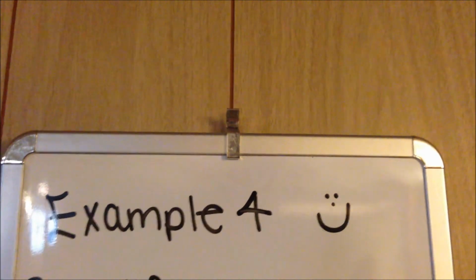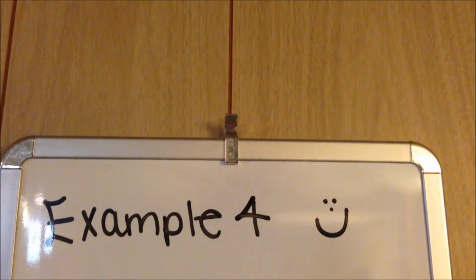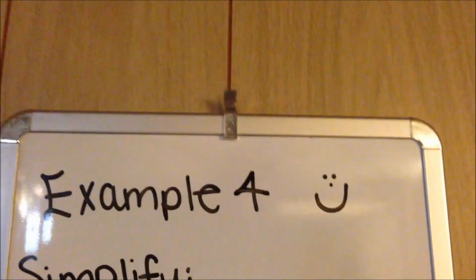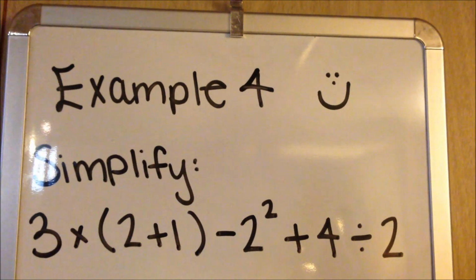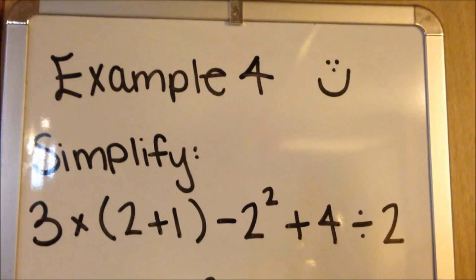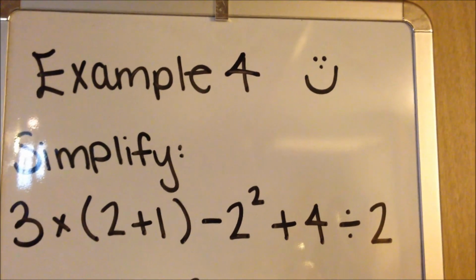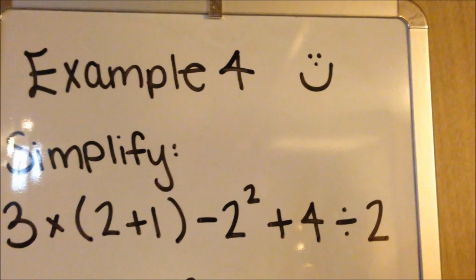Alrighty, let's try an example involving the order of operations. We're going to put all of them together. Alright, let's simplify the following problem: 3 times the quantity 2 plus 1, minus 2 squared, plus 4 divided by 2.